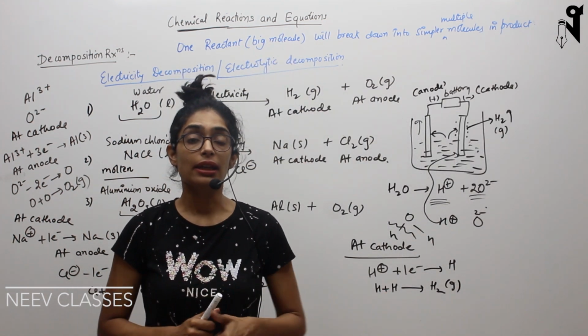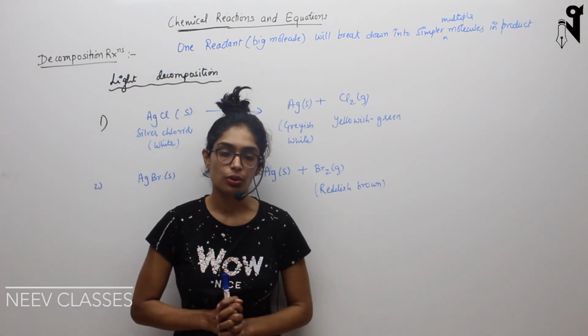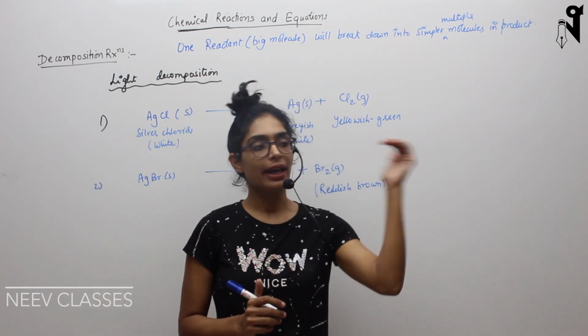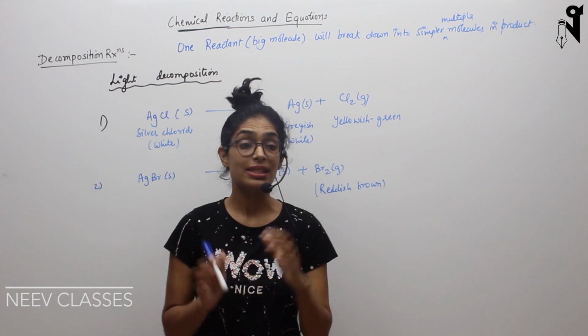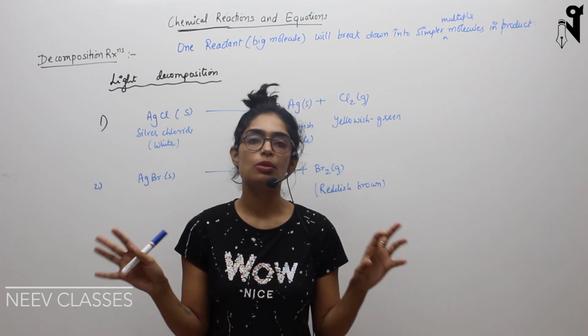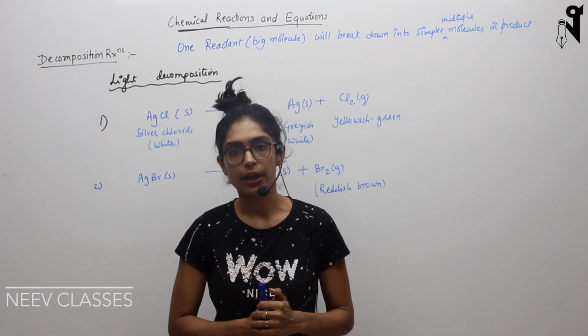Okay. Next, and the last type, is light decomposition. Light decomposition is again the same thing. When light falls upon a particular molecule which is sensitive to light, it will break its bonds and the molecule will break down into smaller molecules. So here the bond breakage happens through the light energy.